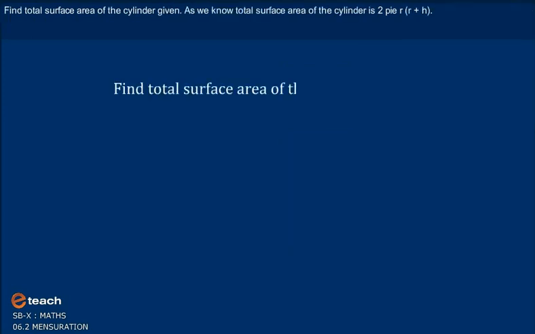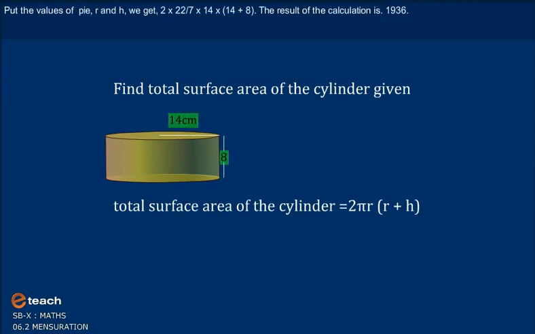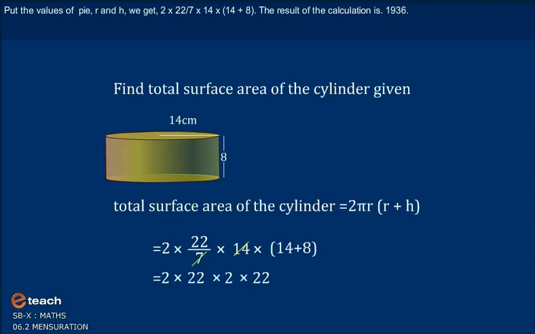Find the total surface area of the cylinder given. As we know, the total surface area of the cylinder is 2 pi r into (r plus h). Now put the values of pi, r and h. We get 2 into 22 by 7 into 14 into (14 plus 8). The result of the calculation is 1936.